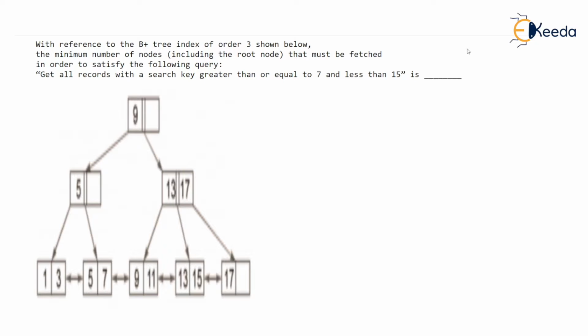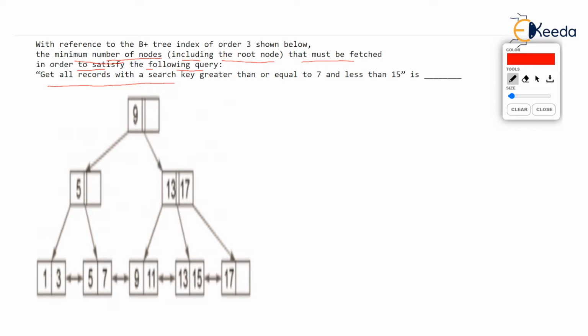The question continues: the minimum number of nodes, including the root node, that must be fetched in order to satisfy the following query. The query is get all records with a search key greater than or equal to 7 and less than 15. So how many nodes must be fetched is the question. Fetched means these nodes are in the memory, so our program will have to reach the node in the memory and fetch it, isn't it?